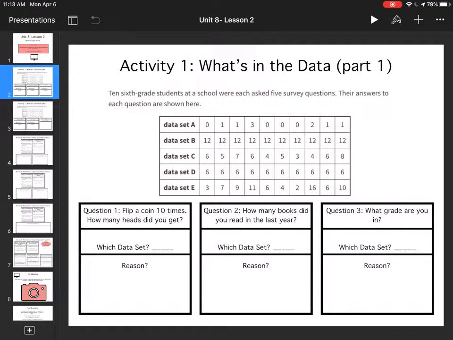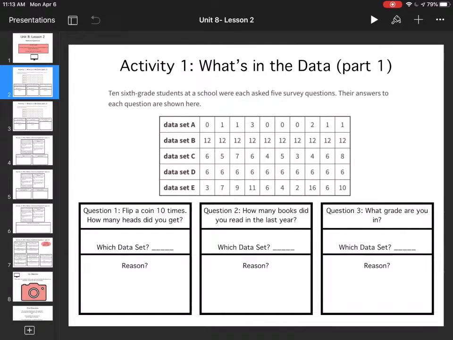So 10 sixth grade students at a school were asked 5 survey questions. Their answers to each question are shown here. So they're giving you different questions and you have to decide which data set each would come from.